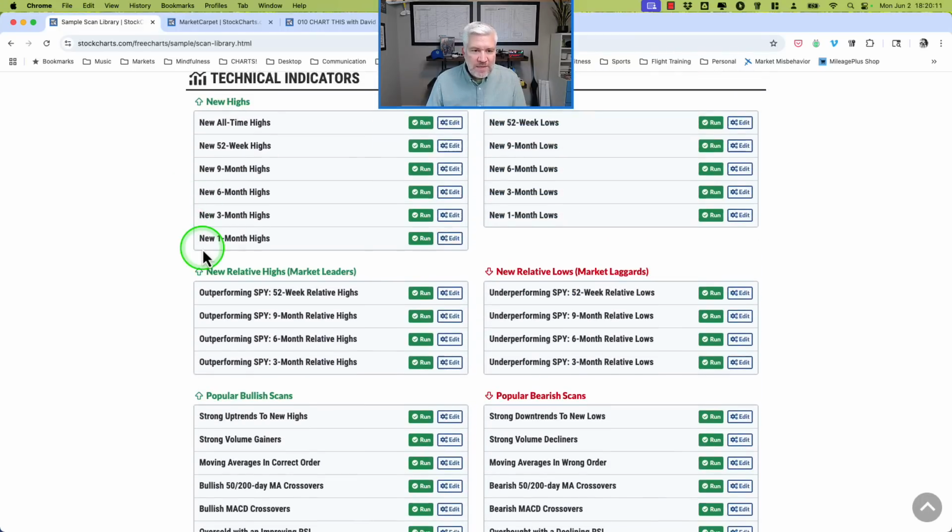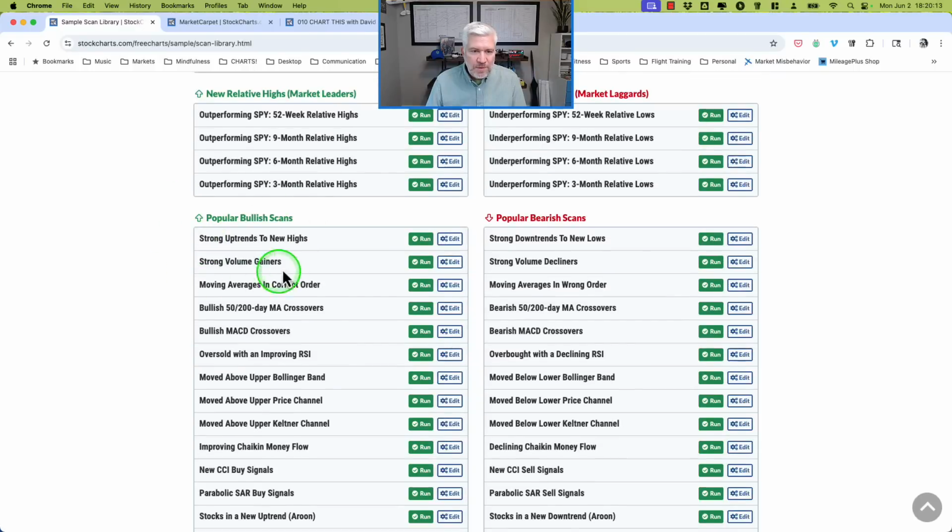As we go down this list, there's this section called Popular Bullish Scans, and we're going to look at moving averages in correct order, what I call moving averages proper order. I want to look at a series of moving averages and make sure that they're in the correct order, which tells me that the stock or ETF is in an uptrend.